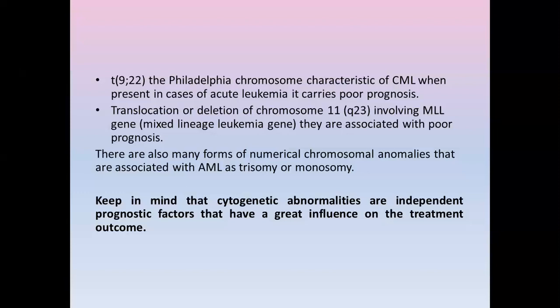Translocation or deletion of chromosome 11 involving the MLL gene, mixed lineage leukemia gene, are associated with poor prognosis. There are also many forms of numerical chromosomal anomalies that are associated with AML, such as trisomy or monosomy. Cytogenetic anomalies are independent prognostic factors that have a great influence on the treatment outcome.